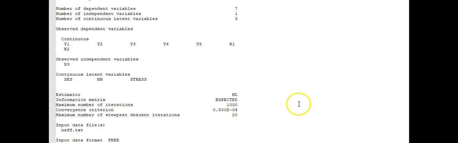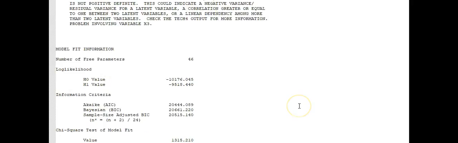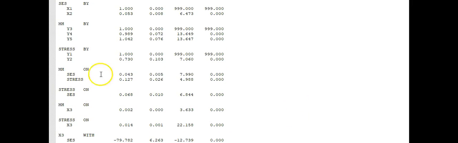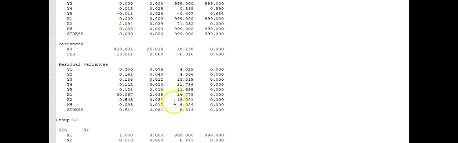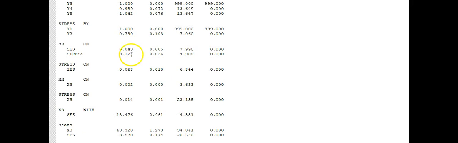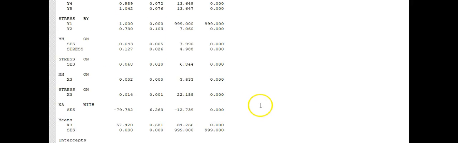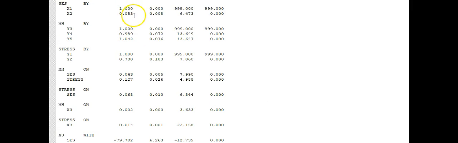All right, so here we go. Let's just look and see what this looks like. And we can see, so here's some paths. MH, mental health, on SES and stress, 043 and 127. It's down here, 043 and 127. So you can see this is telling us that we have equal loadings and equal paths.